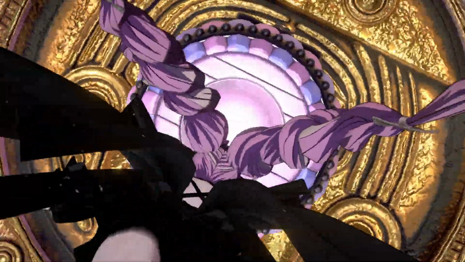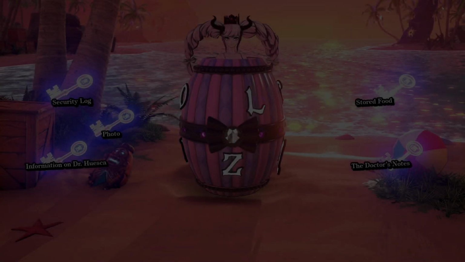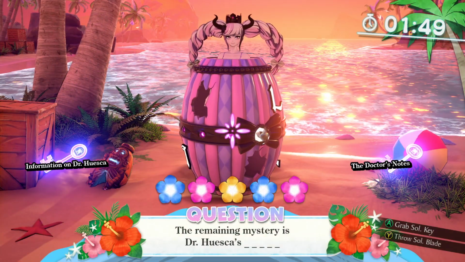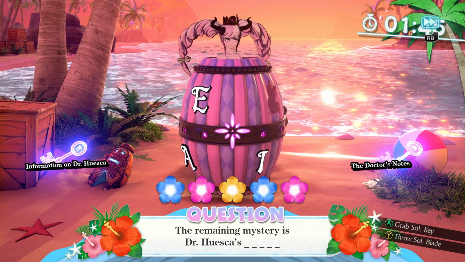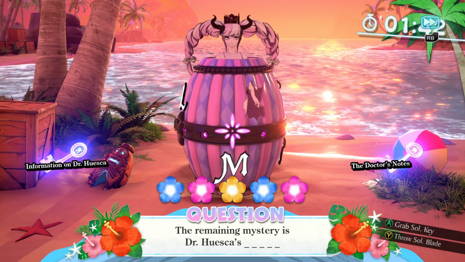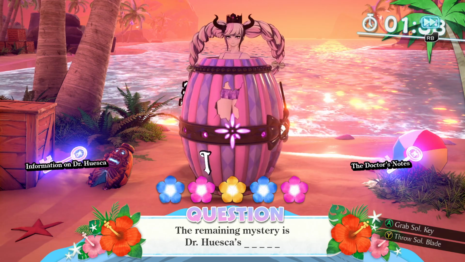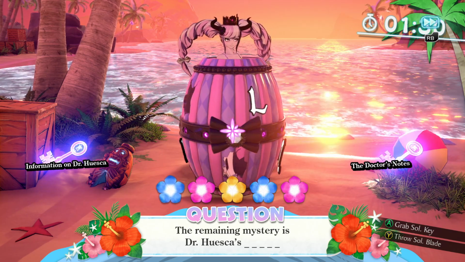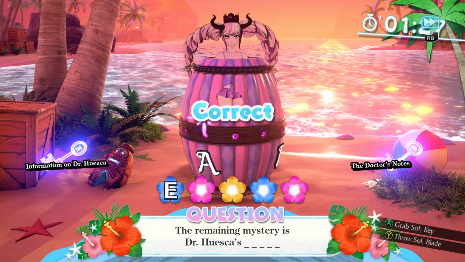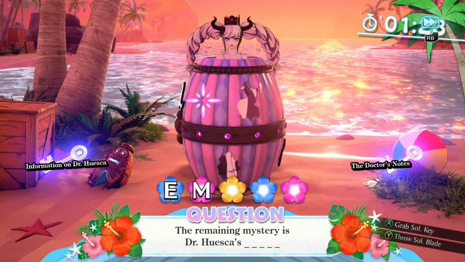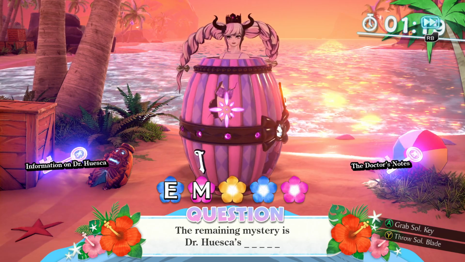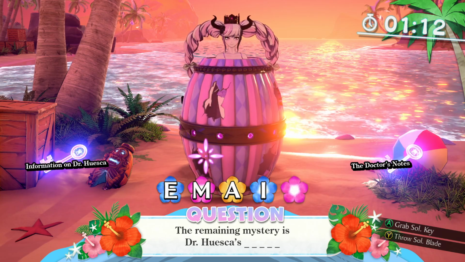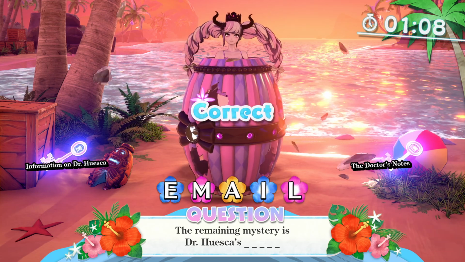Another lovely barrel. I thought this would be over. Try to solve it, lickety split. Dr. Whiskers. Pen pal? Email. E. Go, go, go! A. Go, go, go! I. L. Nice!